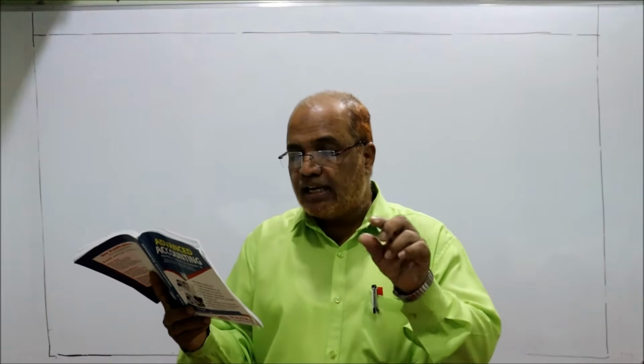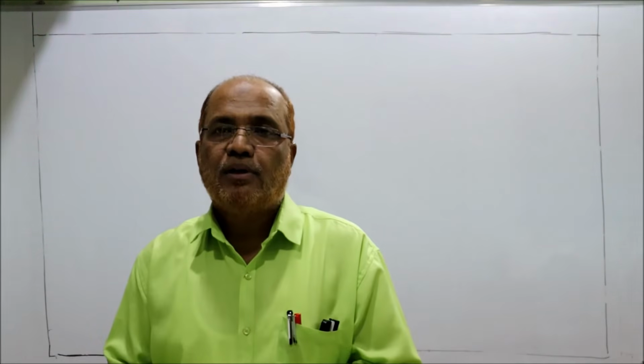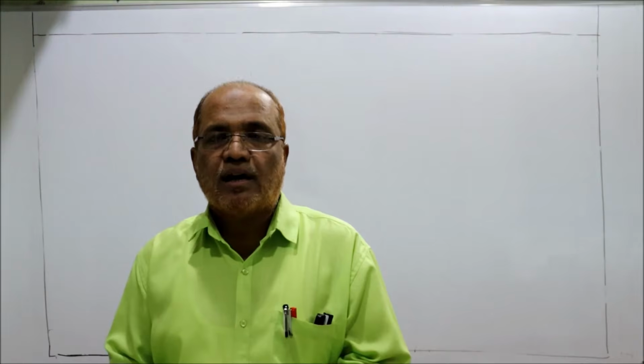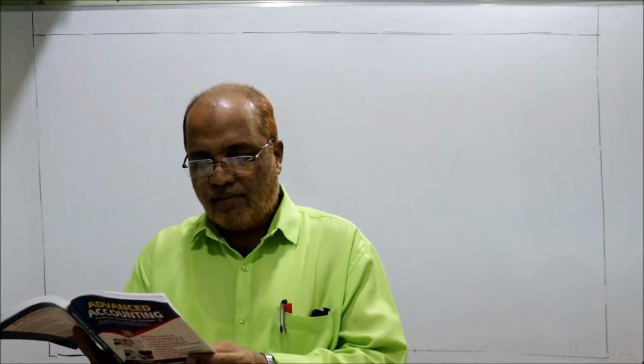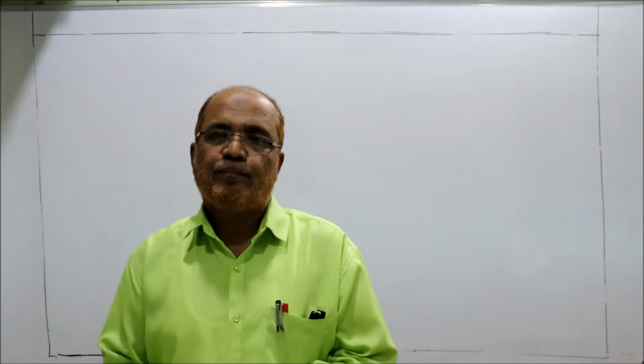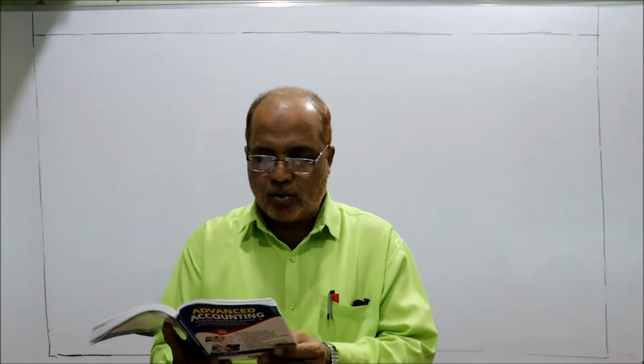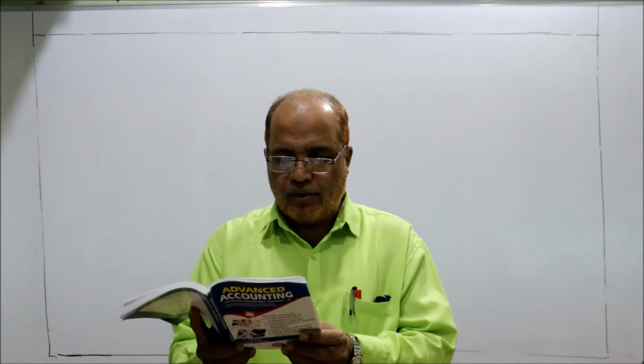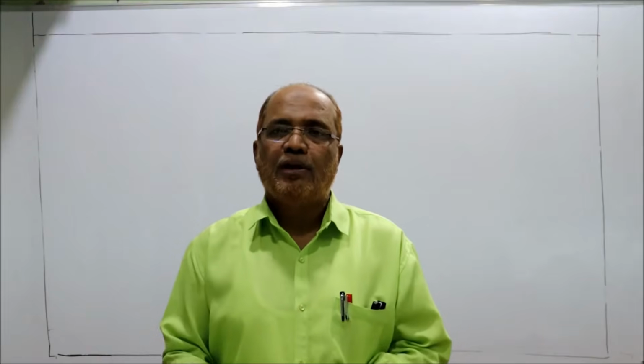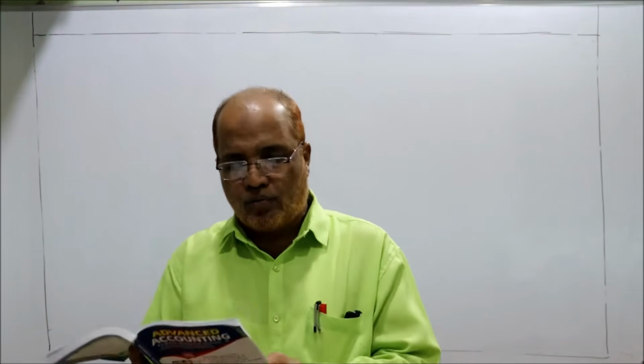Freehold premises to be increased by 20,000. So entry will be freehold premises account debit to revaluation. Furniture and fitting to be depreciated. So revaluation account debit to furniture fitting. Provision for doubtful debts 5%. Revaluation account debit to provision for doubtful debts.